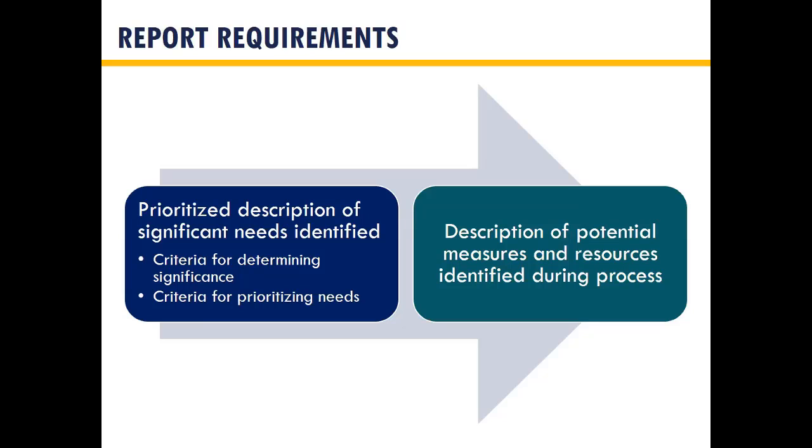And then what were your criteria for prioritizing the needs? And then a description of those potential resources that might be available to help address the needs in the community. So who are the other organizations beyond the hospital that are going to be tapped into in order to address the needs?